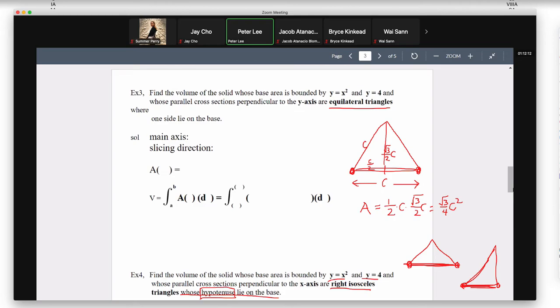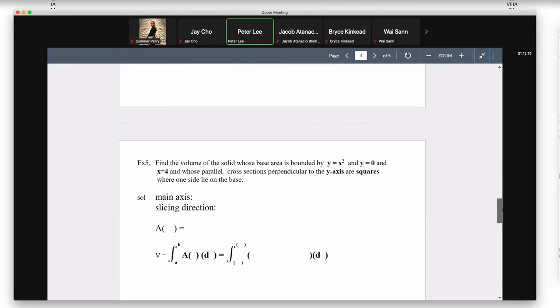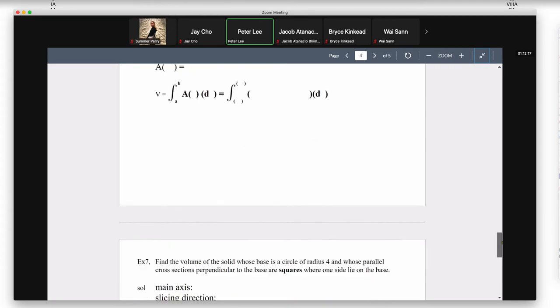Do you have any other problems here? Let me see. Y equals 0. Y equals 0.